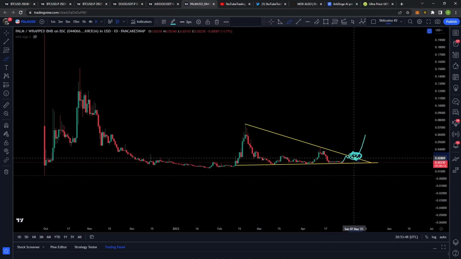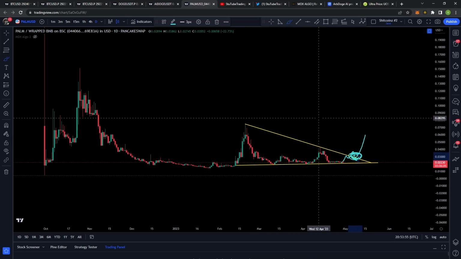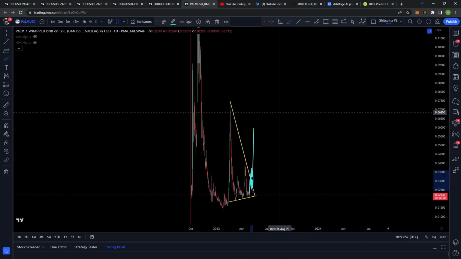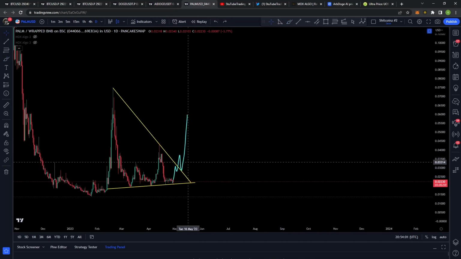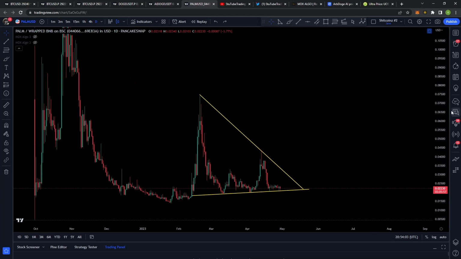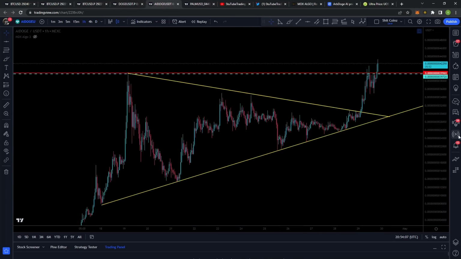I would very strongly be considering adding to my position. I've been in this since the pre-sale, but I would love to add to my position if we did get some kind of a third touch point triangle breakout. I would definitely consider adding to my bags then. Just wanted to touch on that one. Like I said, a few people were messaging me privately about that and whatnot, so thought I'd touch on that one.